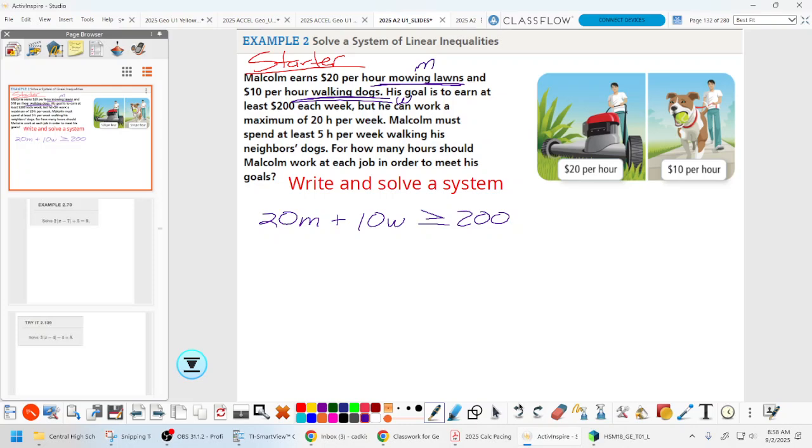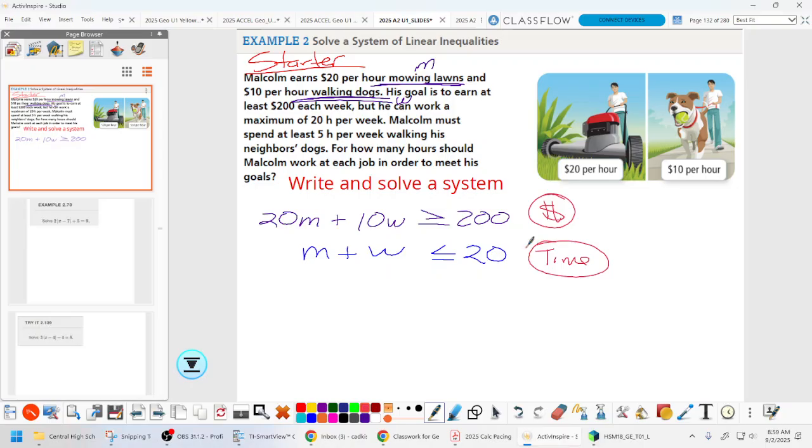And now the second constraint is going to be a maximum of 20 hours per week. So that's at least, or excuse me, no more than 20 hours per week. So now we have to do time. In this case, we just use the variables because that's what the variables represent, time. So M plus W has to be less than or equal to 20 hours. So again, this often happens. We have like a money constraint, and then this is a time constraint.